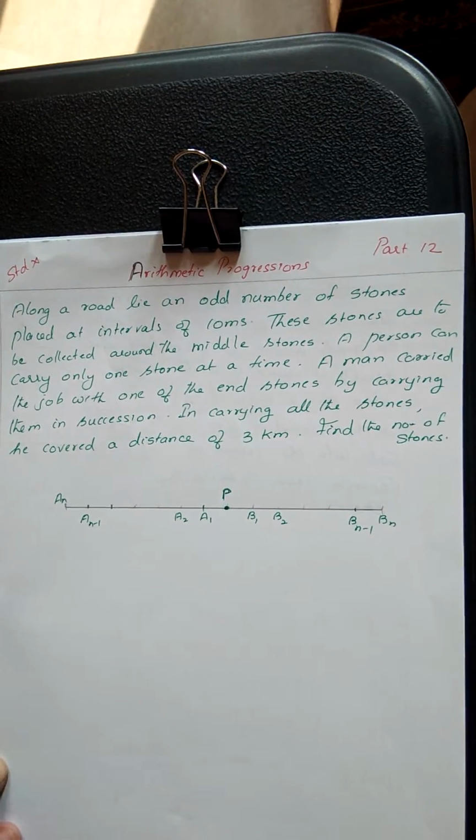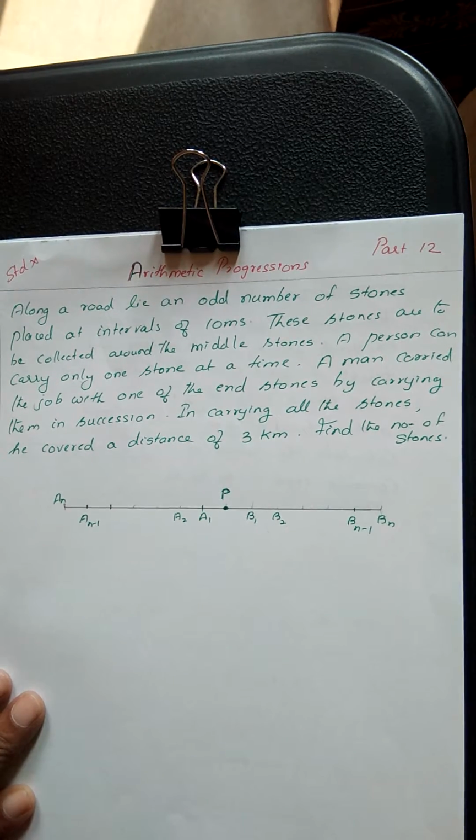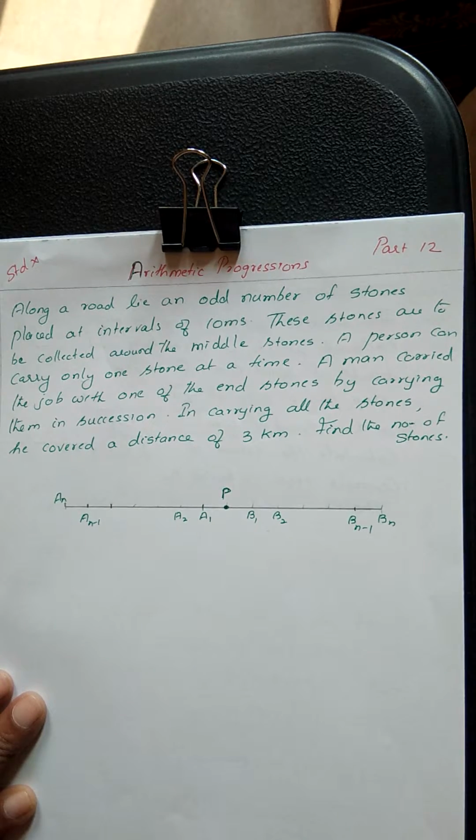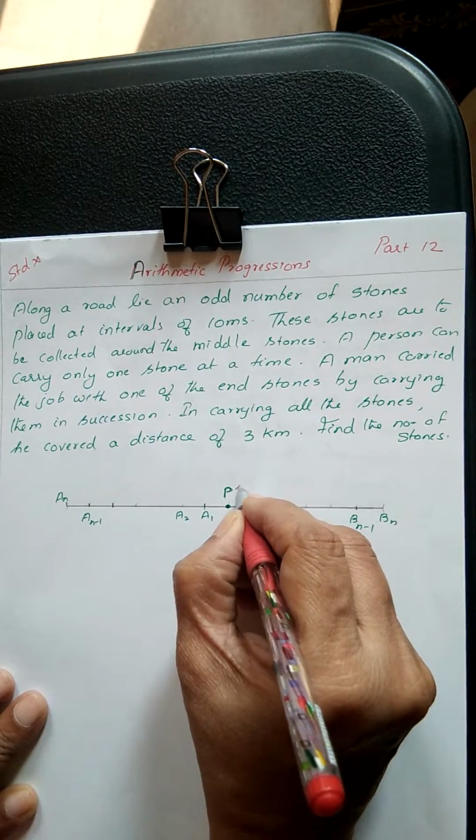The chapter is Arithmetic Progressions for Standard 10. It's part 12. Along a road lie an odd number of stones placed at intervals of 10 meters. These stones are to be collected around the middle stone. And so this is the middle stone.